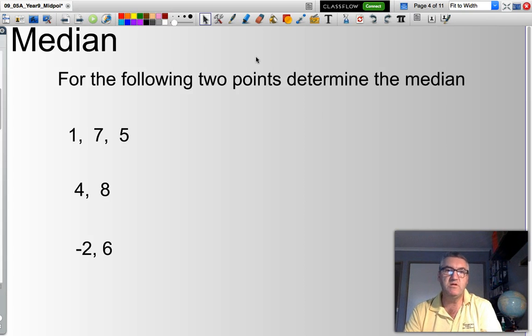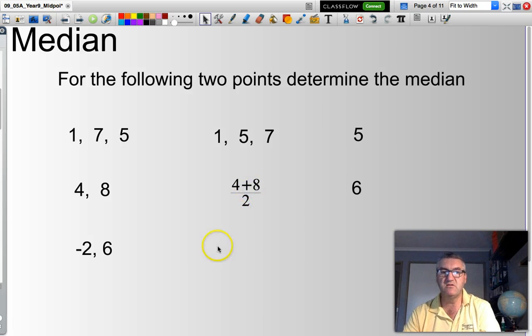Now, if I was looking at three numbers and I had to identify the median or the middle number, what I would do is sort these from lowest to highest, and then the median would be the middle number. This situation would be 5. When I have just two numbers, what I have to do is effectively add those two numbers together and then divide by 2.